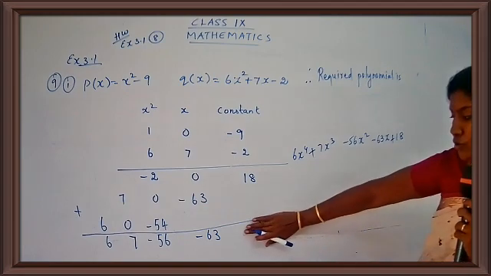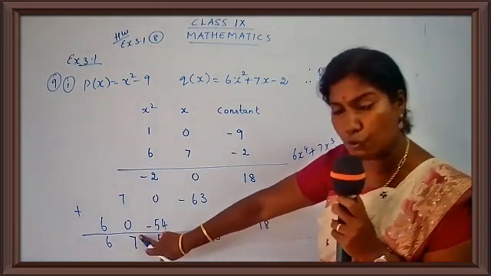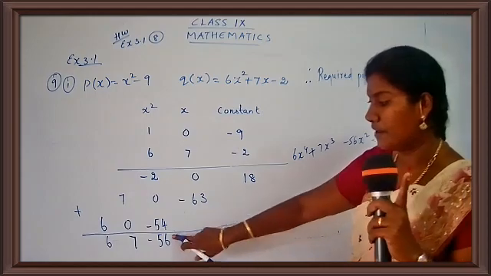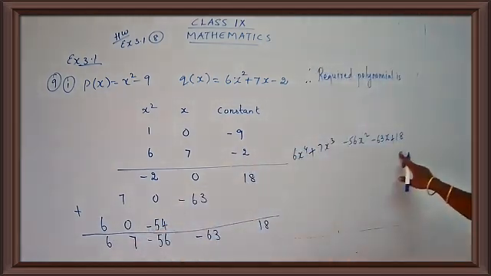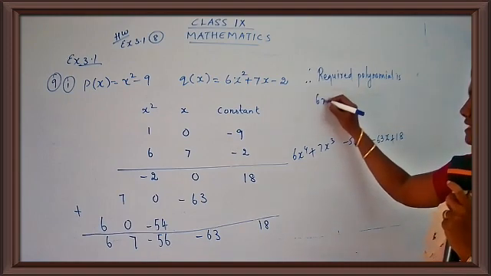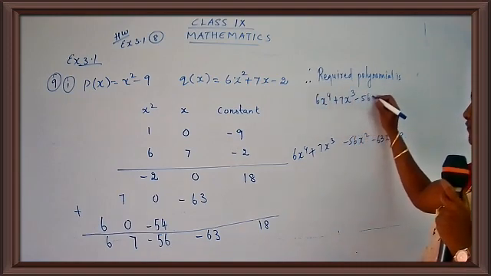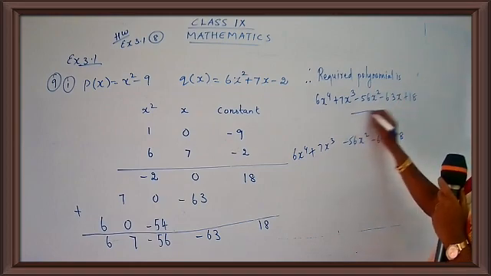How to write down the answer? Start from the last. So no x, x square, x cube, x raised to 4. The power is 1, the power is 2, the power is 3, the power is 4. So I have just got the answer. Let me write down the answer here: 6x raised to 4 plus 7x cube minus 56x square minus 63x plus 18. So this is the answer.